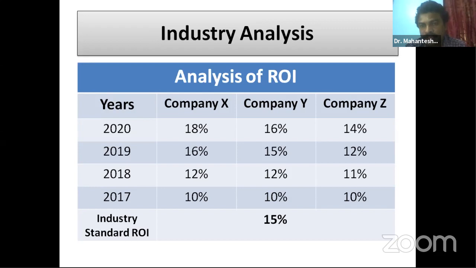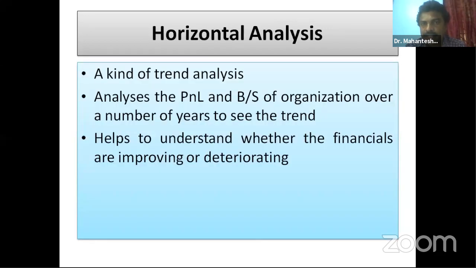Moving on, next one is horizontal analysis. This is kind of trend analysis, but not exactly a trend analysis. Horizontal analysis is also known as comparative financial statement analysis. This analyzes the P&L and the balance sheet of an organization over a number of years to see the trend.